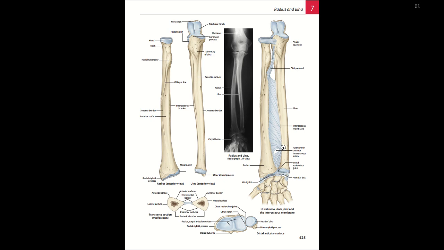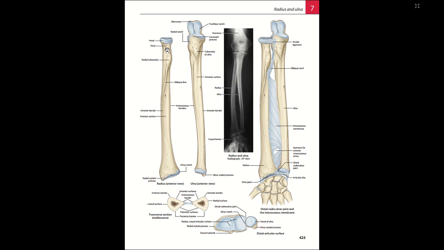All right. So let's take a look at the radius. So the radius bone, proximally, it has a head. This head is concave and circular, right? It actually articulates above with the convex capitulum of the humerus, and then medially it articulates with the ulna via the proximal radial ulnar joint. So you can actually see on the ulna here there is a radial notch that accommodates the head of the radius.